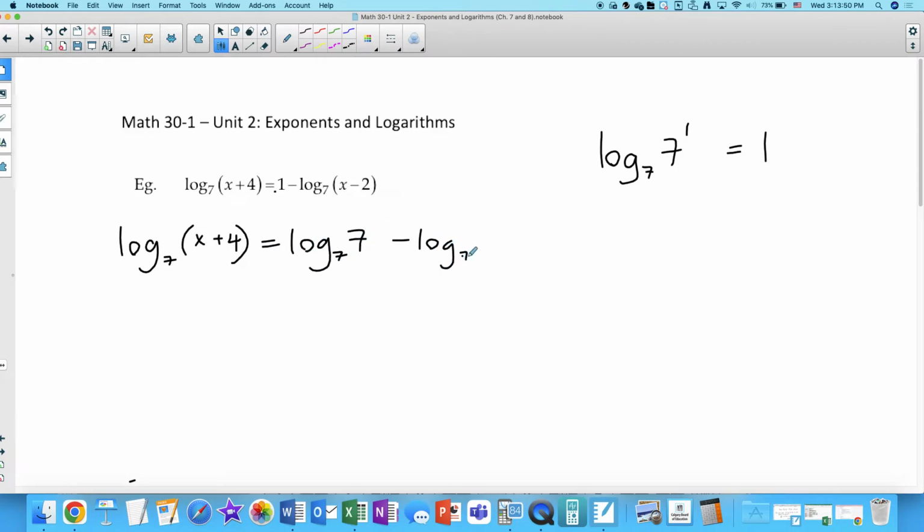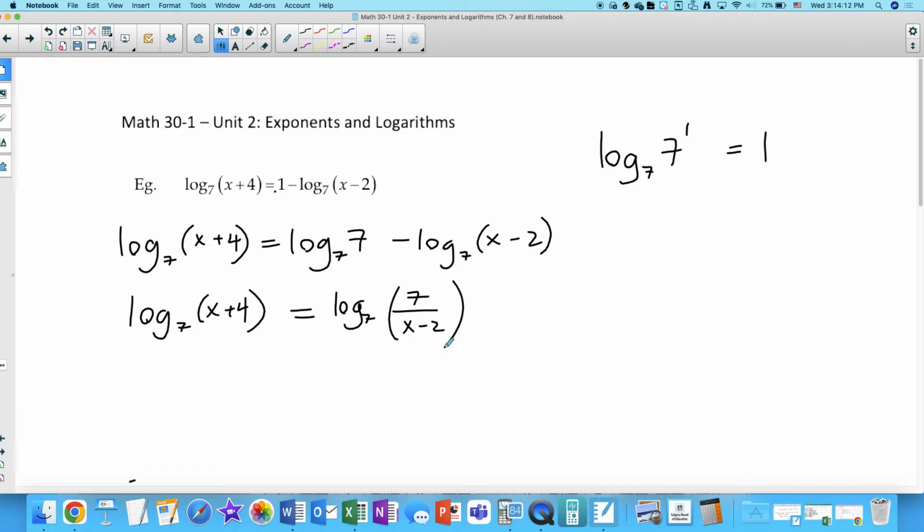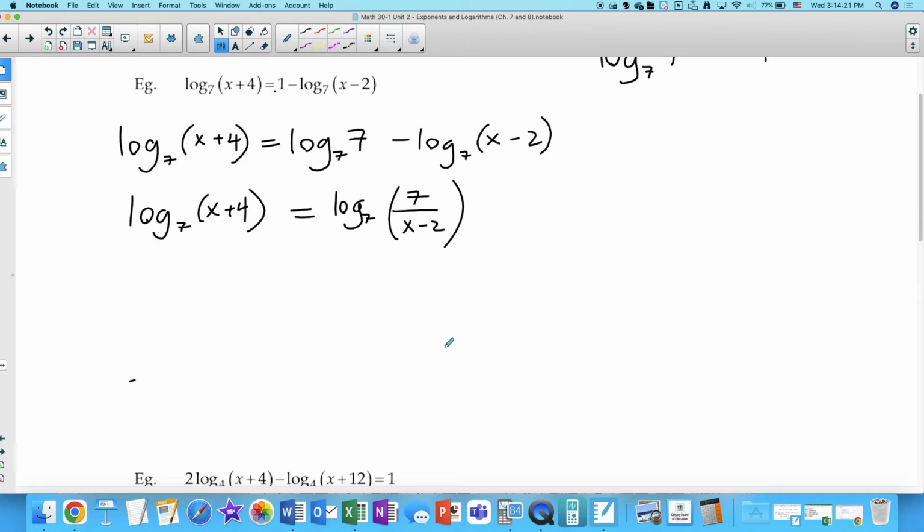And now I can use the quotient law to combine the right side into a single logarithm. So I'm going to have log base 7 of x plus 4 equals log base 7 of 7 over x minus 2. And now I can drop the logs, because I have log equals log with the same base. And so I can just say x plus 4 has to equal 7 over x minus 2.